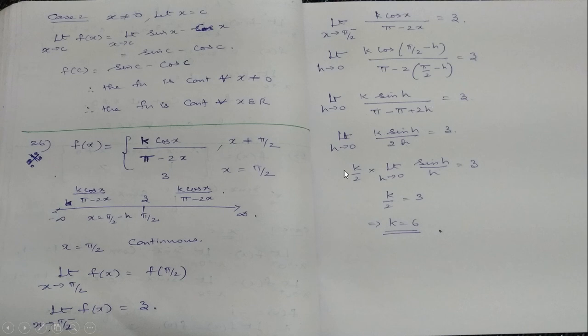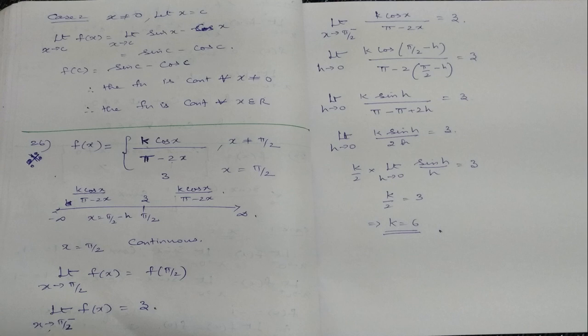Take the k by 2 outside the limit because the limit contains only h. So k by 2 into limit h tending to 0 of sin h by h equal to 3. And we know the value of this limit is equal to 1. k by 2 equal to 3. k is equal to 6. I hope you understand this question.